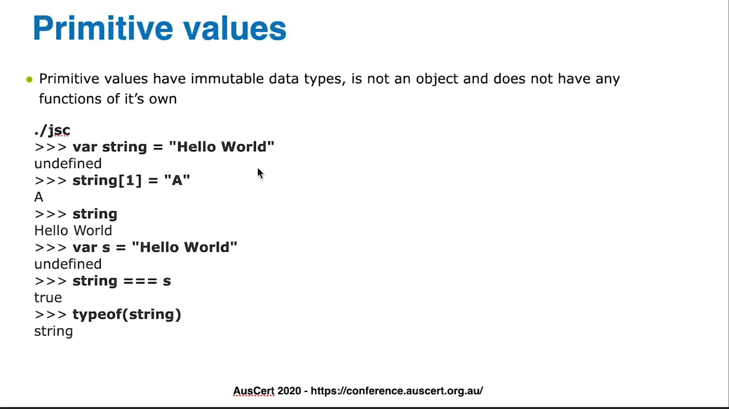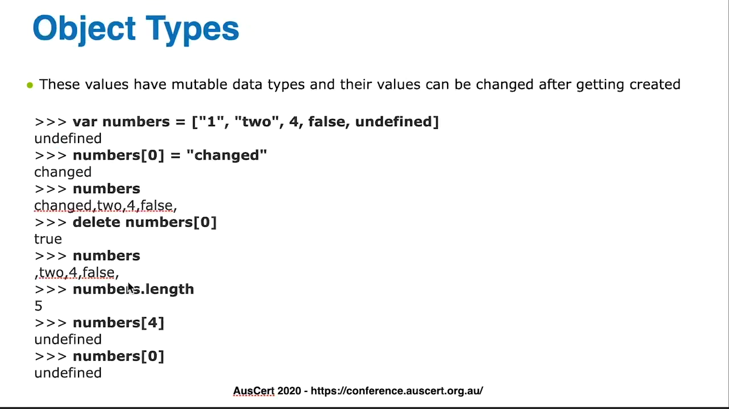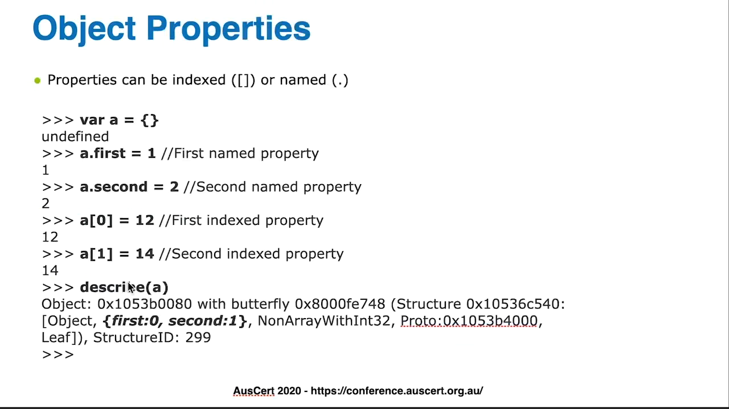Primitive types are immutable data types, so they cannot be changed. There are 6 primitive types: Boolean, null, undefined, number, string, and symbol. A primitive is basically a value which has no methods of its own, and it is also not mutable. So these are the 6 types which are considered to be primitive. Object types are mutable and their values can be changed after they are created. An example of an object type would be an array. The properties in JavaScript can be either indexed or named.